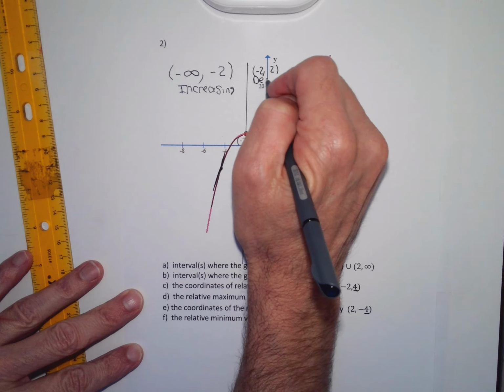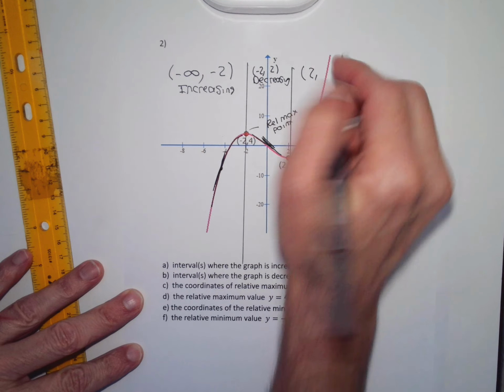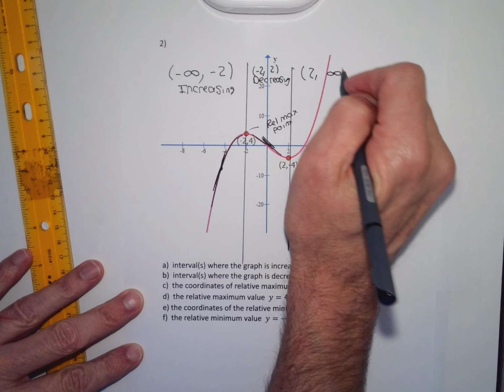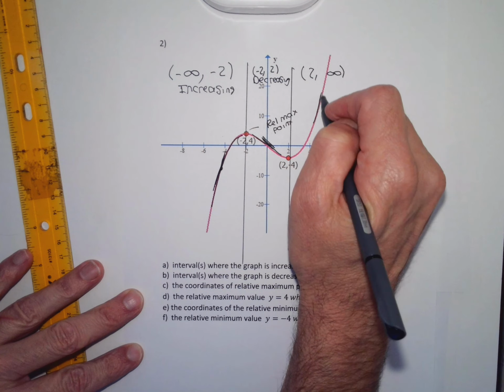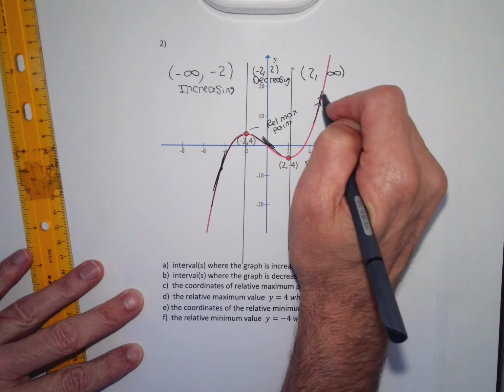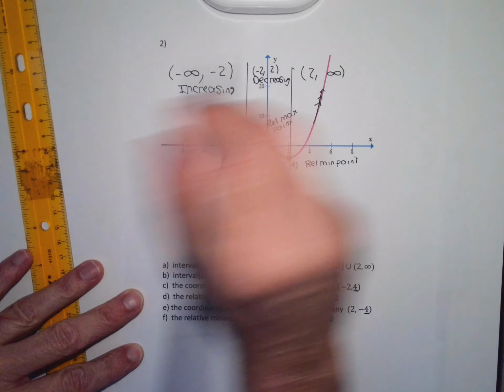And the last interval starts at the x coordinate of the minimum point, which is x equal to 2, goes to the far right edge of the x-axis, and the x-axis ends at infinity. This is also another increasing interval because as I'm drawing, my marker is moving away from me.